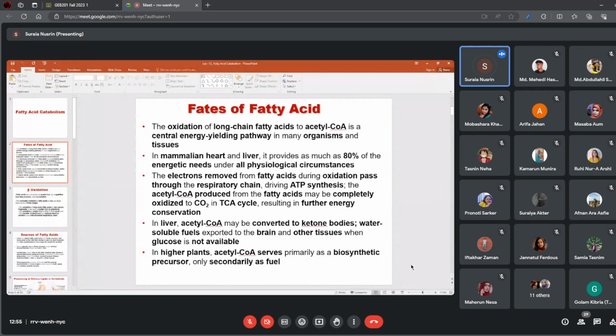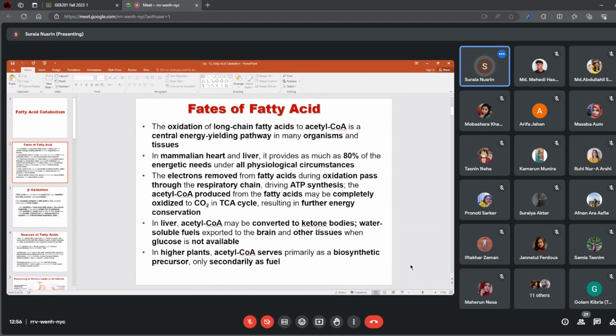The fatty acids actually get oxidized, and fatty acids are long hydrocarbon chains. We know that after the oxidation we get acetyl-CoA, and when acetyl-CoA is produced, energy is released. Actually the reducing power is released, which is the NADH. And this reaction provides 80% of energy in mammalian heart and liver under all physiological circumstances.